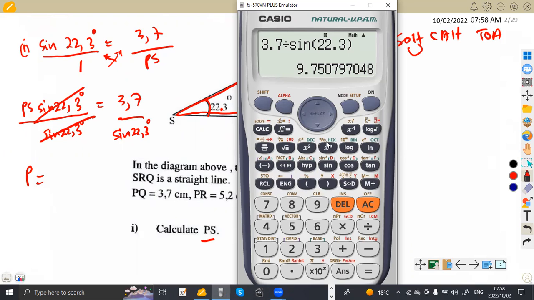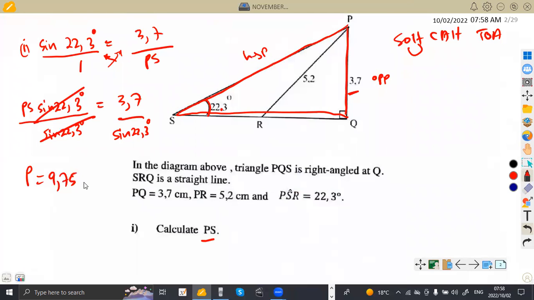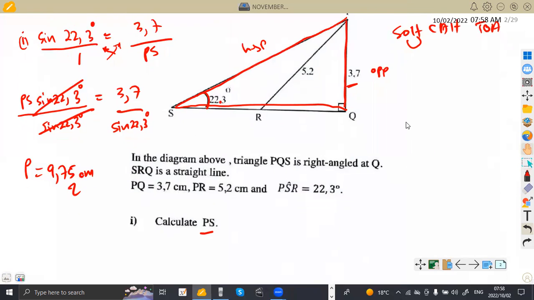9,75, something like that. So to 3 decimal places, to 3 SF, is going to be 1, 2, 3. So this 0 cannot change this 5, so it will be 9,75. Okay, so that will be 9,75 centimeters. Remember, if the degree of accuracy is not specified, leave your answer to 3 significant figures. Okay, so that is the condition.